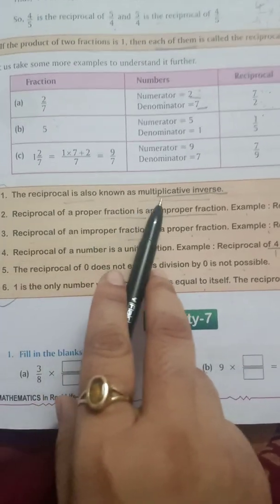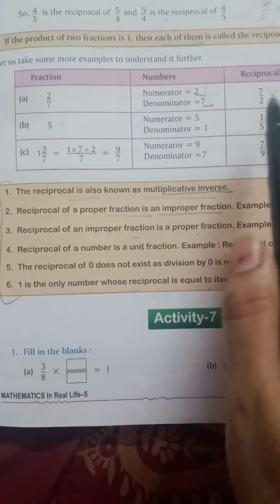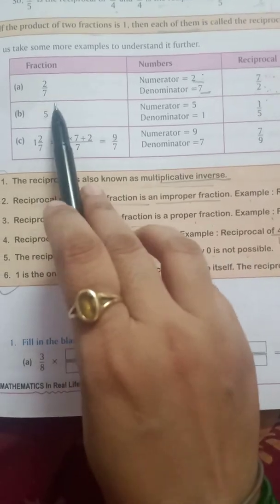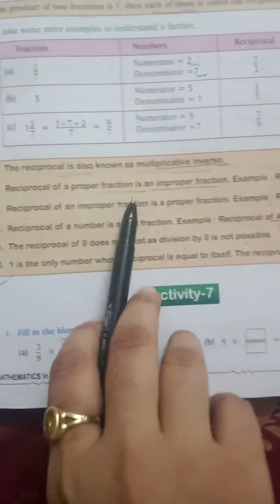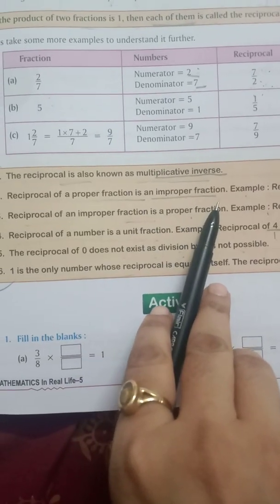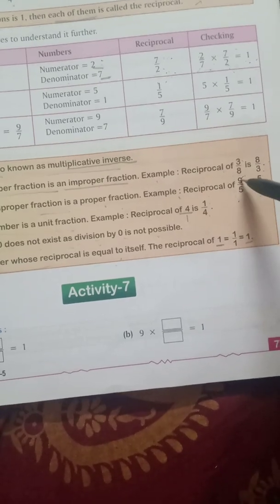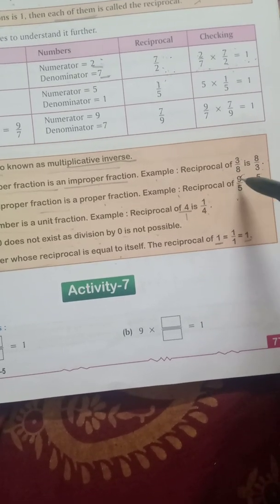The reciprocal is also known as the multiplicative inverse. That means this 7 by 2 is the multiplicative inverse of 2 by 7. Then reciprocal of a proper fraction is an improper fraction. That means if we are having a fraction 3 by 8, this is a proper fraction in which the numerator is less than the denominator.